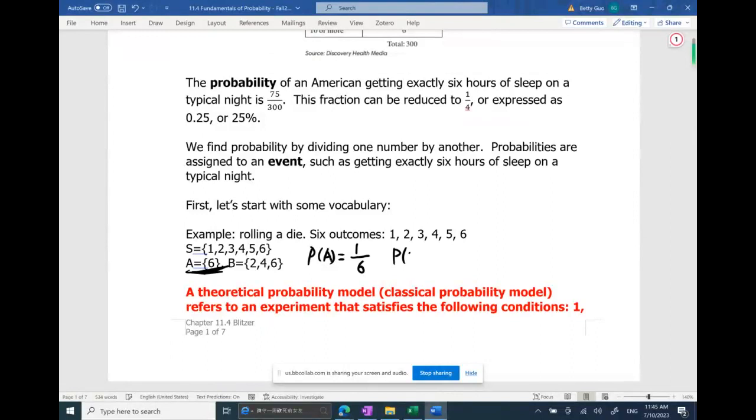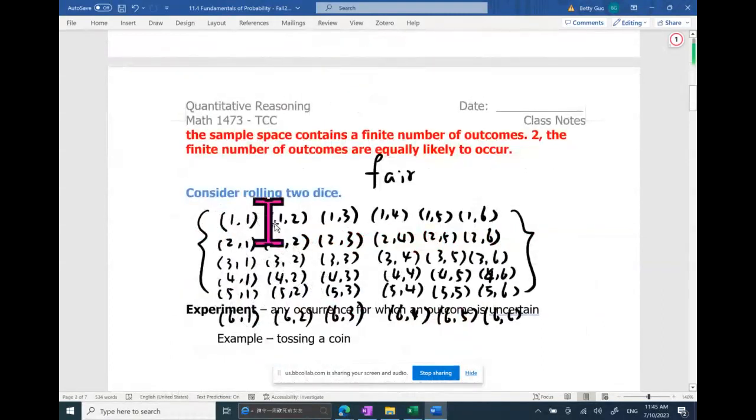And how do we find the probability of B? The denominator is the same, right? It's the same theoretical probability model. And for the numerator, how many outcomes in event B favor event B occurring? We have 3. So we have 1 over 2 if we simplify the fraction. That's the probability, right?